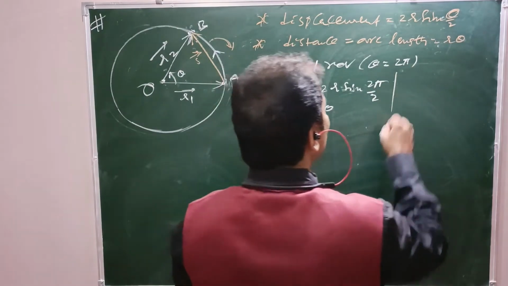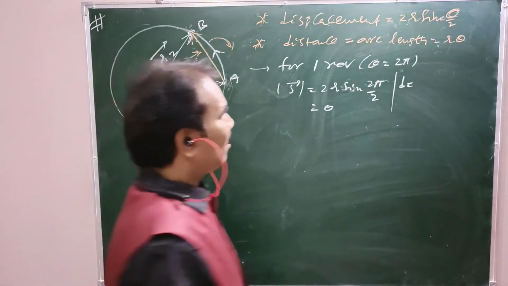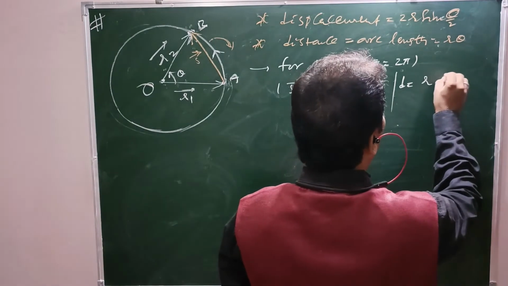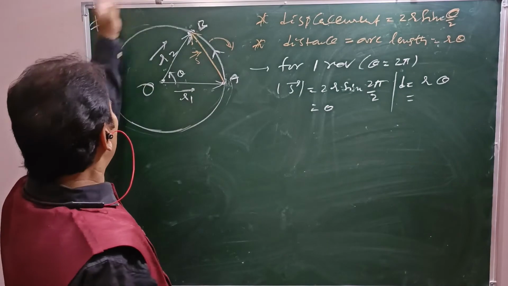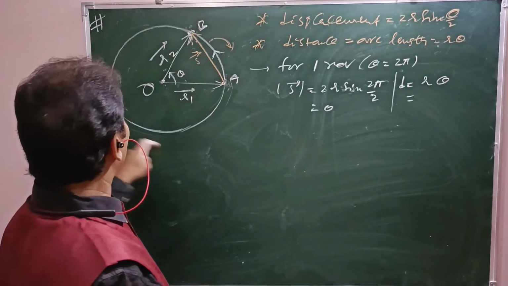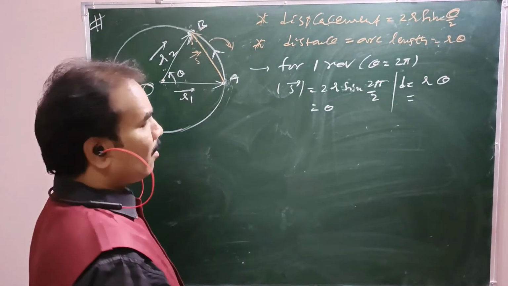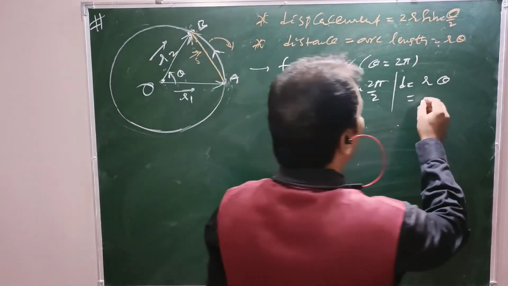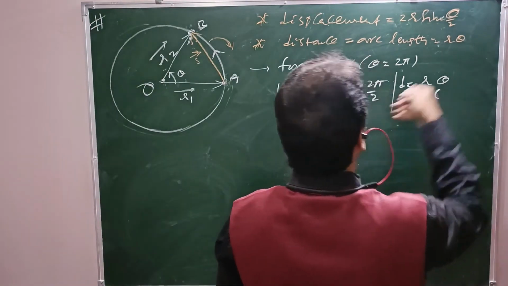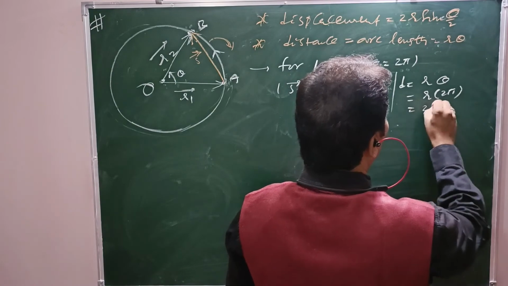Now whatever distance d equal to arc length r into theta. For one complete revolution, what is the total length of the path? Nothing but the perimeter. What is the perimeter of a circle? 2 pi r. Here from the formula, r into theta, and what is theta here for one complete revolution? 2 pi. That is 2 pi r.